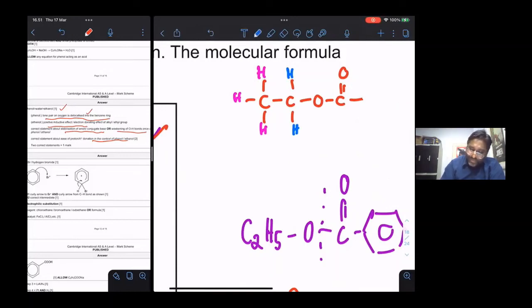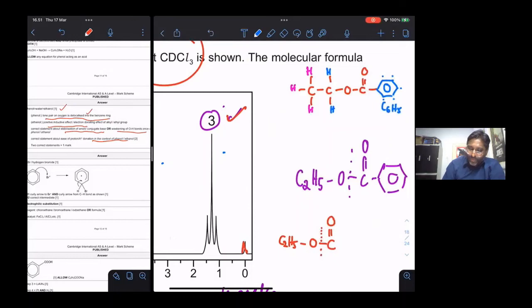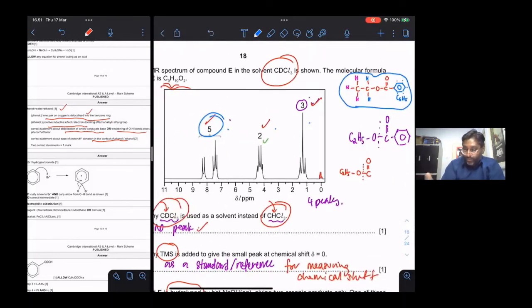So the best thing that you can do is to put the benzene over there, C6H5. If you put C6H5 over there, what will happen? This and this, they are all sharing the same hydrogen environment. So therefore, you have 1 peak, 2 peak, 3 peak, which is going to be possible. So this is going to be the molecule that I'm looking at.